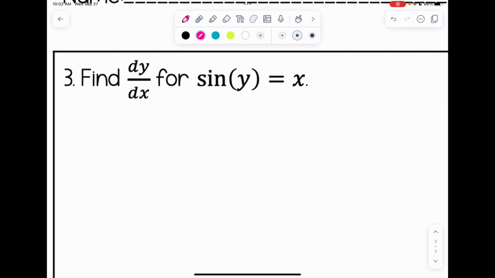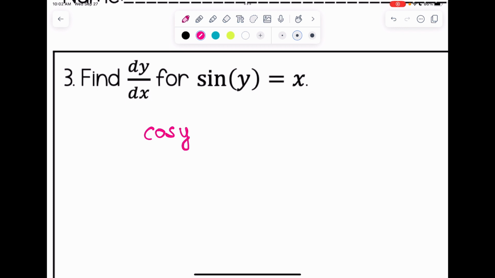Okay, number 3, a trig one. Find dy dx for sine y equals x. Sometimes people think the trig ones are going to automatically be harder. That is not necessarily true, because the derivative of sine is simply cosine, right? We've learned that before. So I'm going to take the derivative of sine, which is cosine.